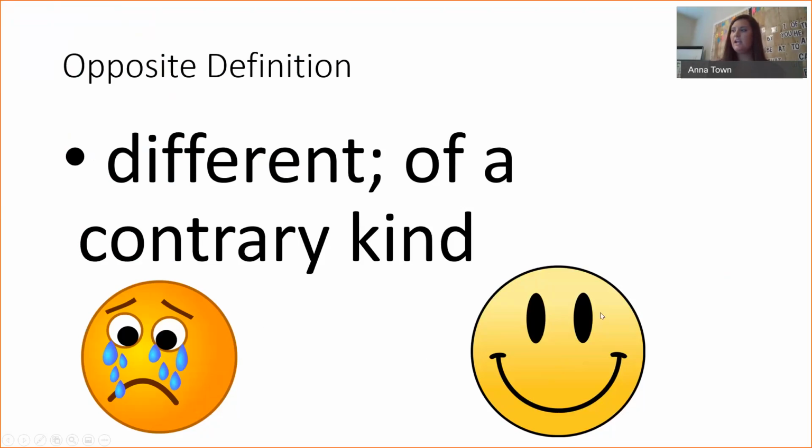I want you to look at these two pictures here on the screen. This picture and this picture. What could we be talking about here? We are talking about sad versus happy. Those are different emotions or feelings. Whereas happy and ecstatic, those mean the same thing, or sad or blue. Those mean the same thing. No, opposites are different. So happy and sad are different emotions.